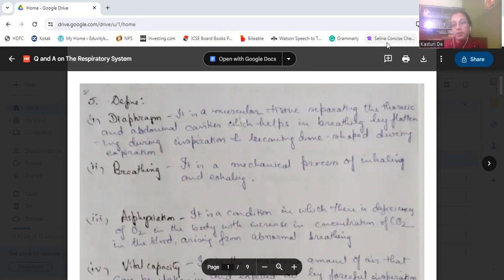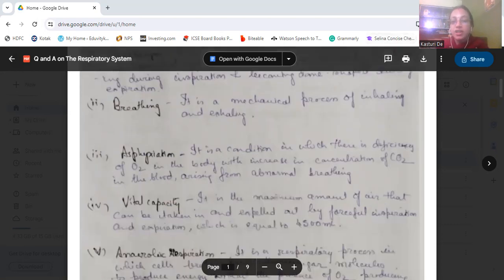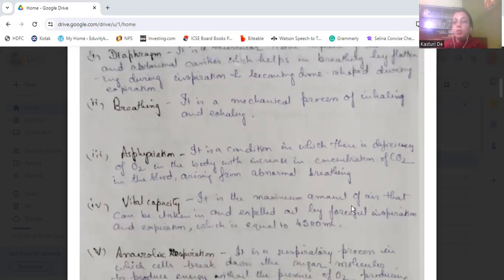Now, what is breathing? Breathing is a mechanical process of inhaling and exhaling. Then asphyxiation. What is that? It is a condition in which there is deficiency of oxygen in the body with increase in concentration of carbon dioxide in the blood arising from abnormal breathing due to any condition.